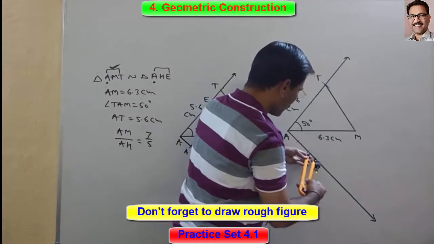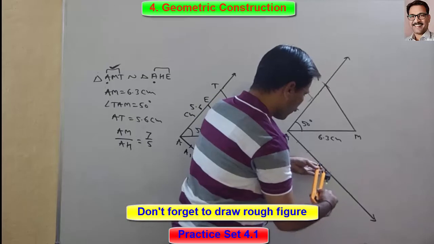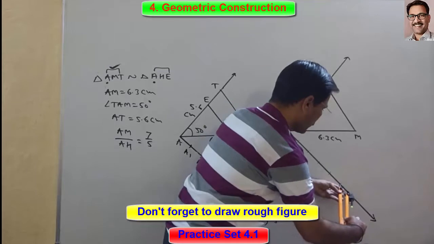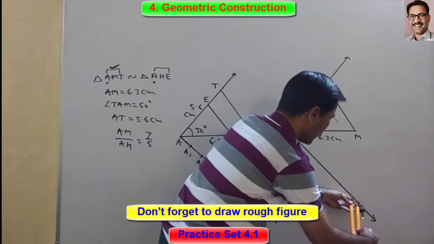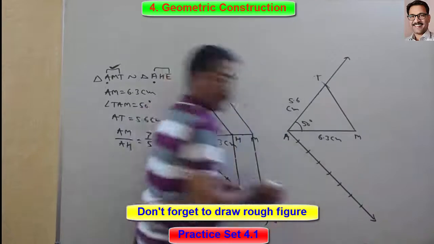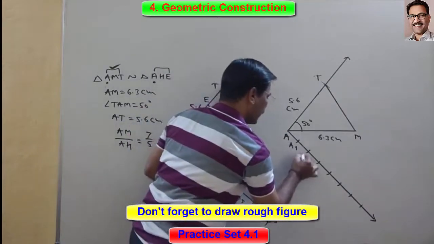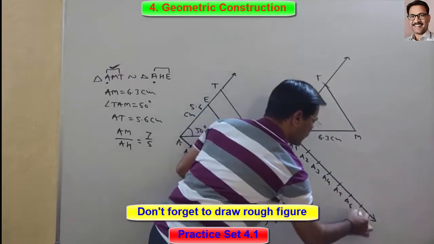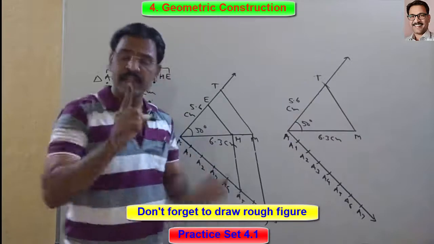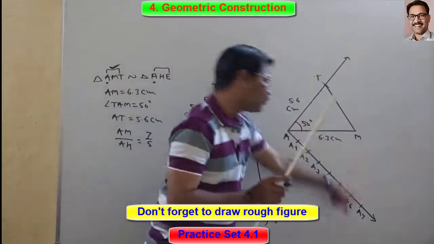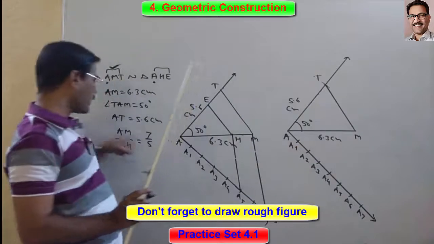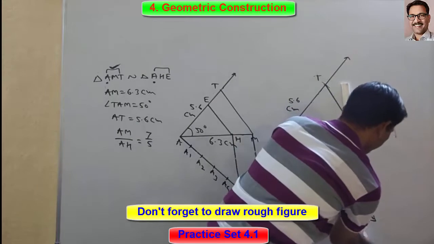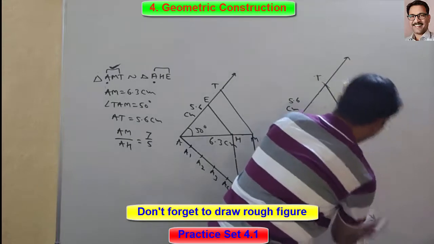1, 2, 3, 4, 5, 6 and 7. Okay, I will name it. This is A1, A2, A3, A4, A5, A6 and A7. The very important first step is what? To join M to this A7. Why A7 only? Because AM is 7 parts. So straight away join this M and A7. Look here, M and A7.